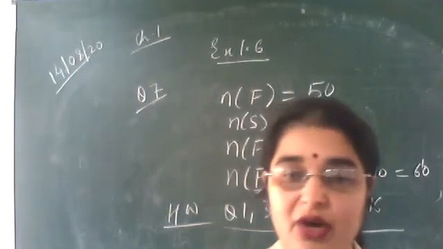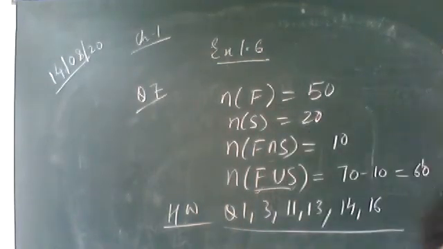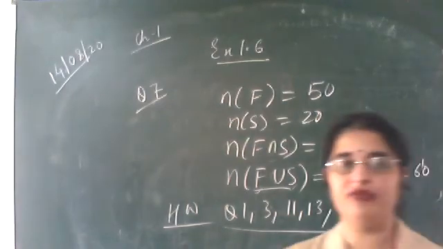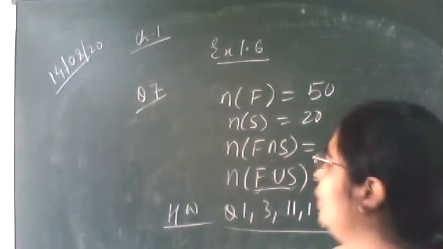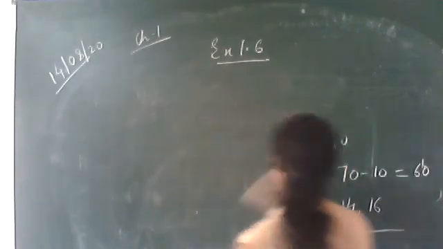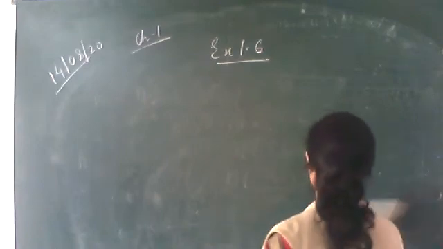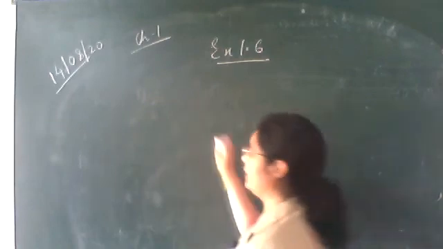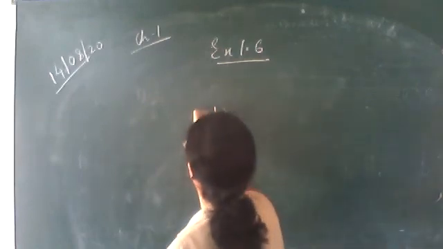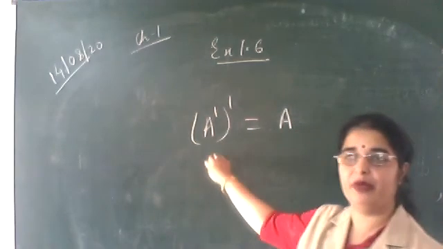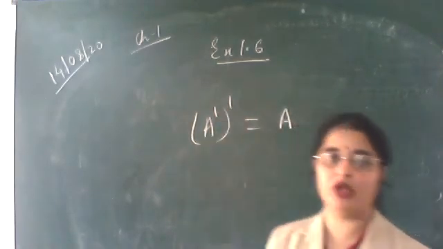Clear? One more thing, the last exercise was based on complements. Last exercise we have not done, but I will explain complement. Yesterday I explained complement. Some properties of complements are also there. Those who want to study, they can study. Properties of complement are what? A complement, whole complement will be equal to A only.